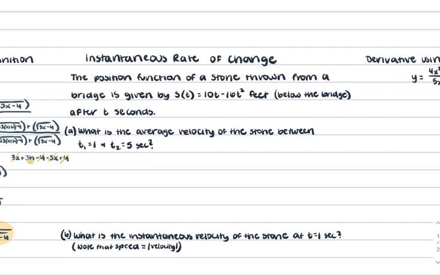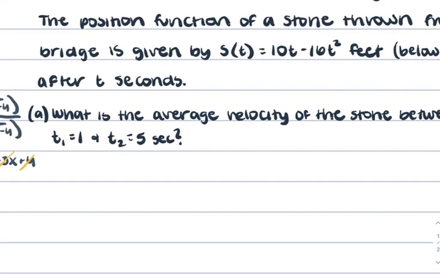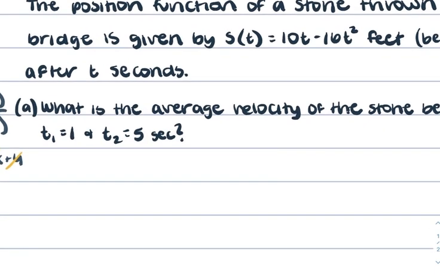So the position function of a stone thrown from a bridge is given by s of t equals 10t minus 16t squared feet below the bridge after t seconds. What is the average velocity of the stone between t equals 1 and t equals 5 seconds? When it's talking about average velocity, we can go back to what we've learned in Algebra 2 or Pre-Cal, and it's basically just asking for the slope. If it says you can use a calculator, then go ahead and use a calculator.